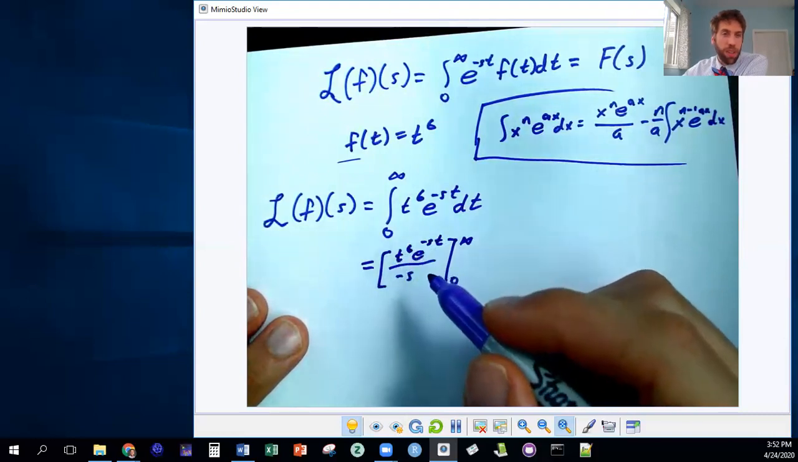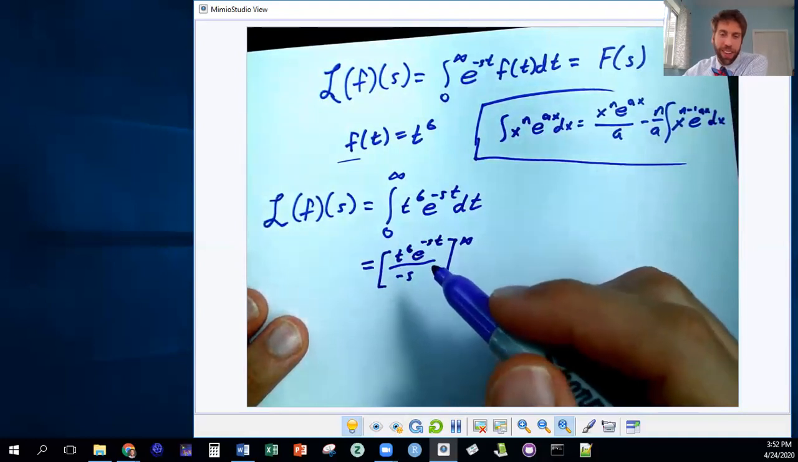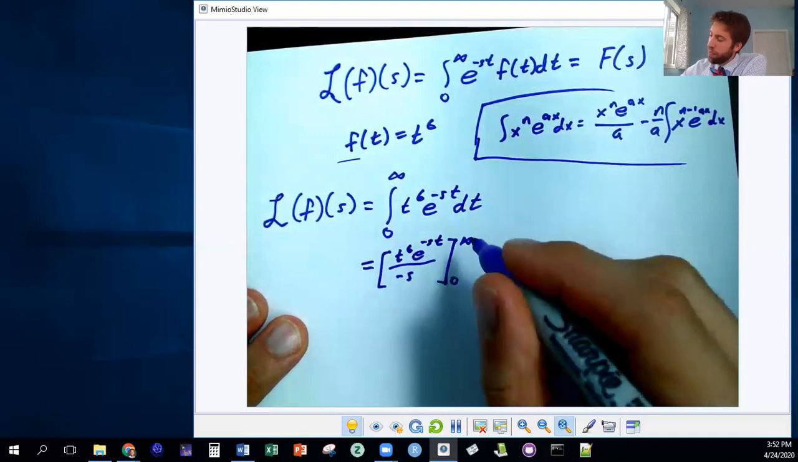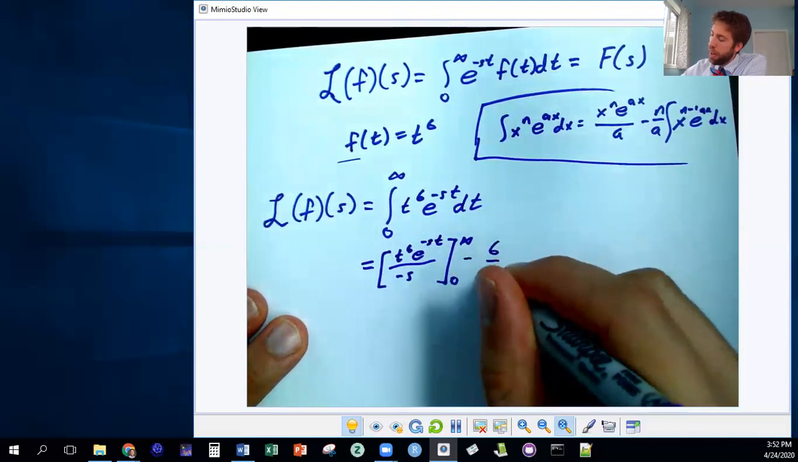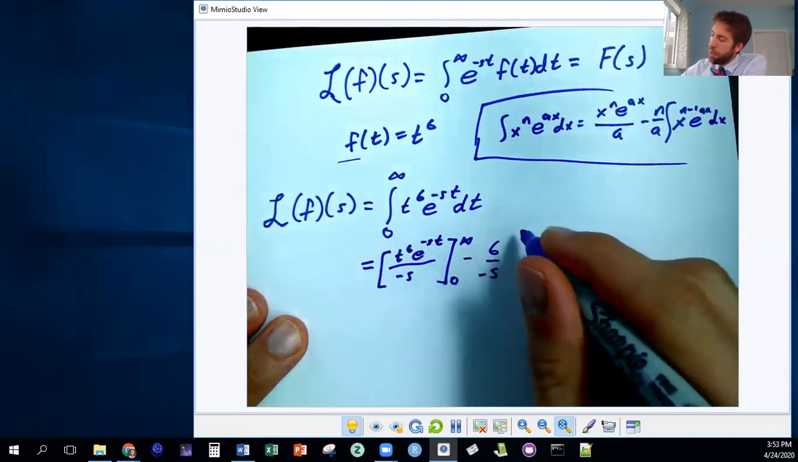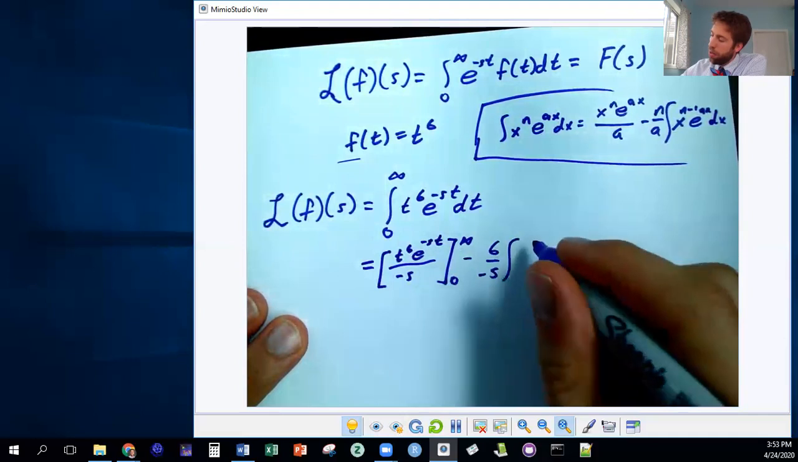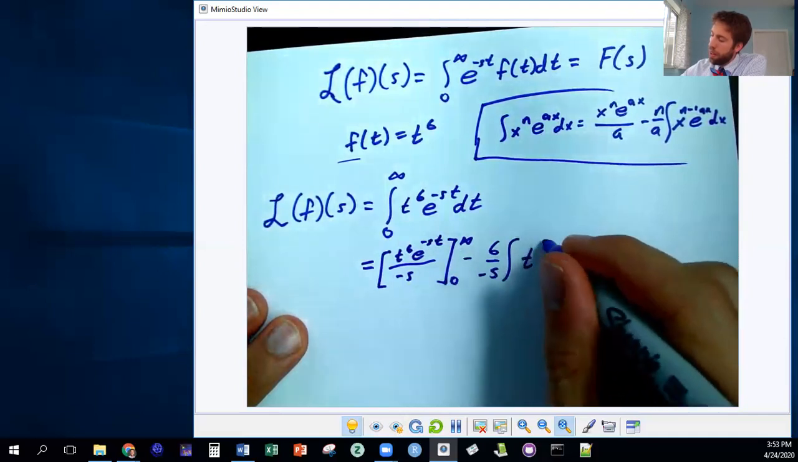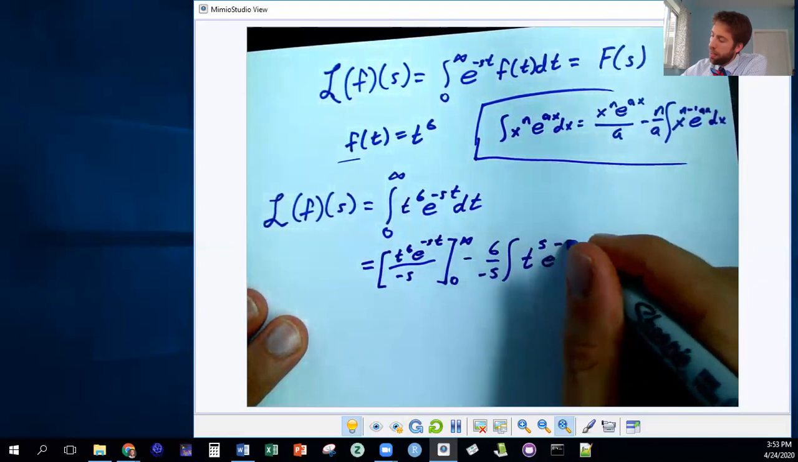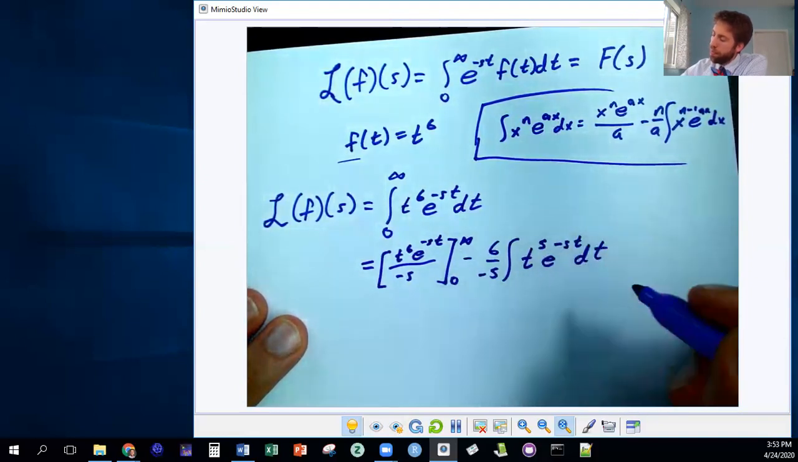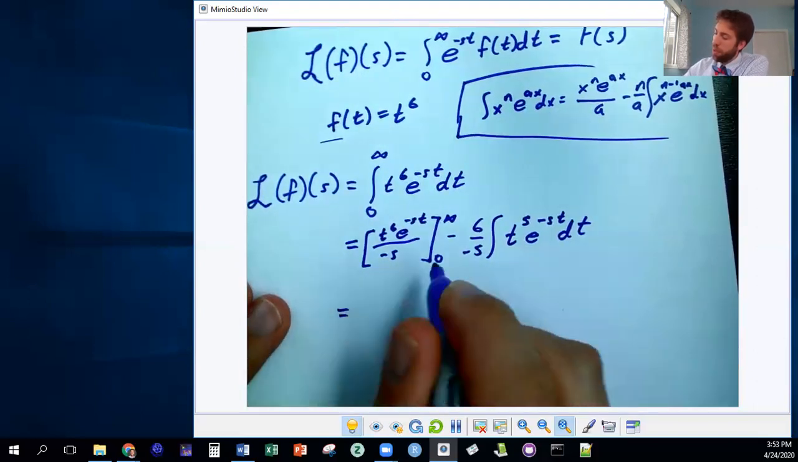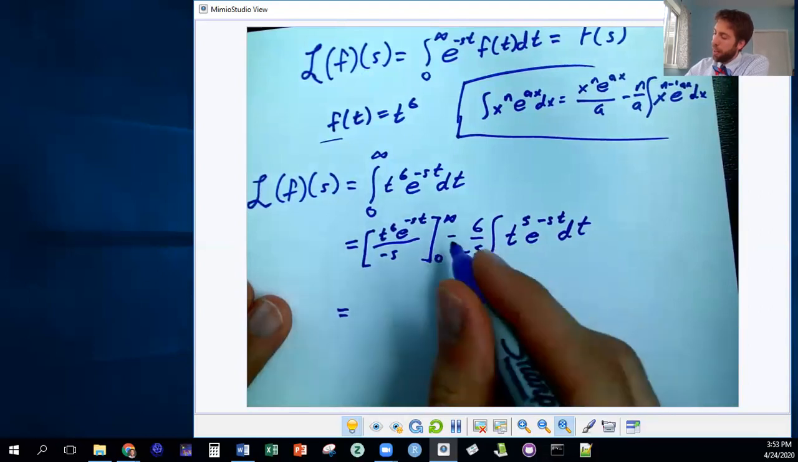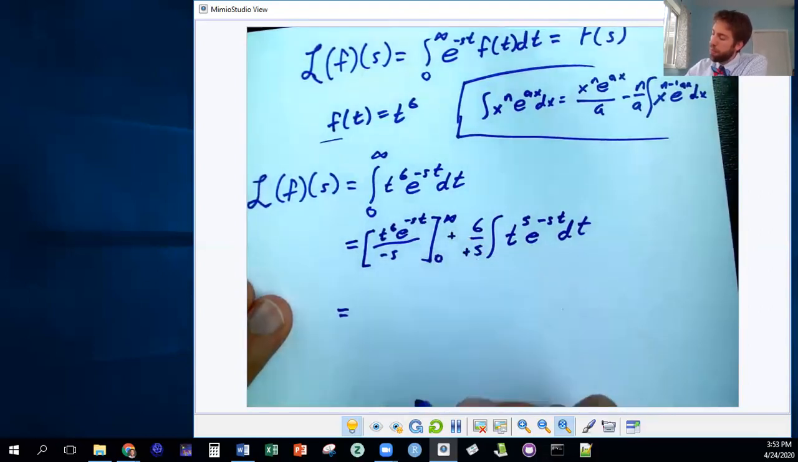It's similar to a Calc 2 thing I assigned to you guys way back in Calc 2. So maybe just trust me. All right, so minus n, which is 6 over negative s, times the integral of t to the 5th e to the negative st dt. Okay, let's keep going. So this equals, well, that's 0, so we'll forget about that. And the negatives cancel out, so negative negative is positive.